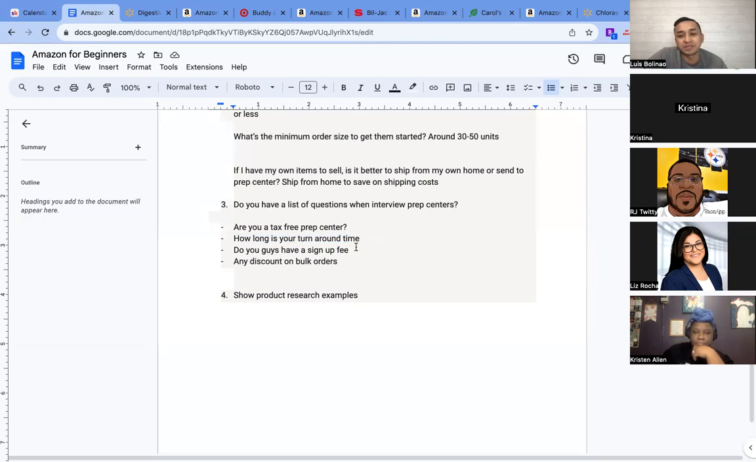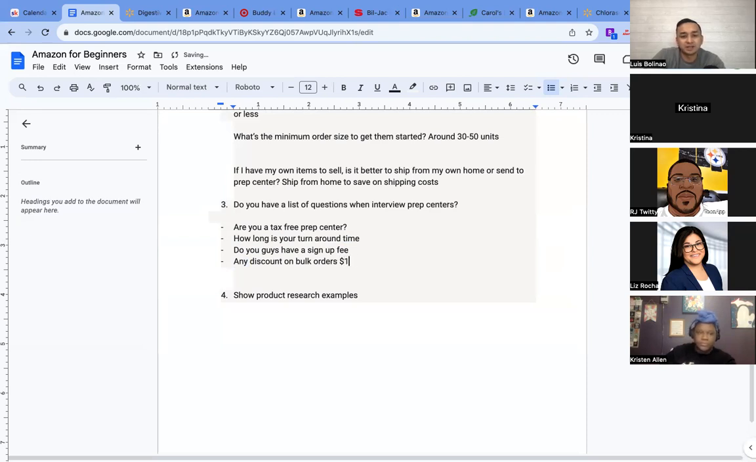I've seen prep centers charge at least like 200 to 1,000 for sign up, and some are free. So if you can find a prep center with no sign-up fees up front, that's better, right? And I would also ask if there are any discounts on bulk orders, because as you scale your business, it's good to have extra discounts, and that way you keep more money in your pocket.